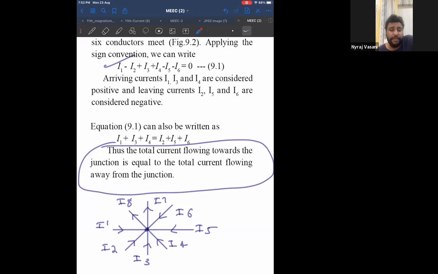This is it. This is Kirchhoff's current law. It is also called junction law because you are only analyzing one junction. Remember, if there are two junctions, I have to analyze two junctions separately. This is in one junction, the algebraic sum will be 0.